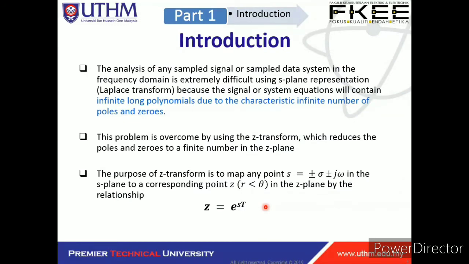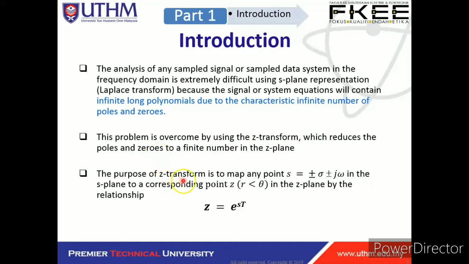So for the discrete signal, the analysis of any sample signal or sampled data signal, which refers to the discrete signal, when we do the analysis by using the Laplace transform, it will have infinitely long polynomials due to the characteristic of an infinite number of poles and zeros. So that's why we use the Z transform to reduce the poles and zeros.